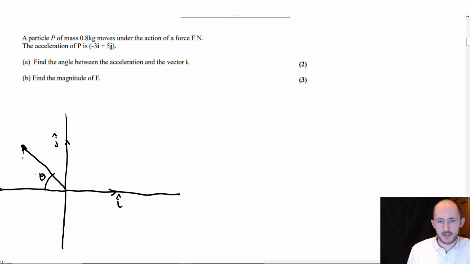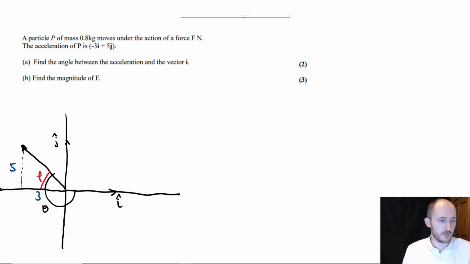Now all you have to do here is, we're actually looking for the reflex angle here. But we can't really work that out directly, so what we're going to do is work out this other angle. That's the overall angle we're working out, but for now what we're going to work out is this angle here, which I'm going to call phi. Okay? So from the question, we have negative 3, so this bottom length here is 3 and this top length is 5.